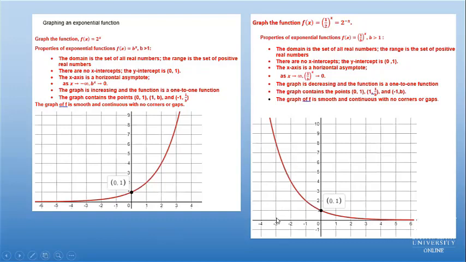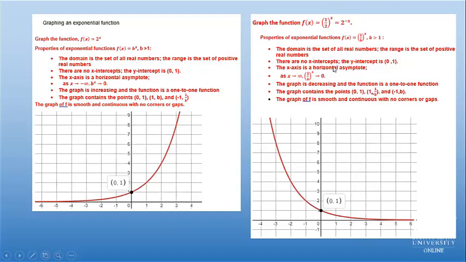Let's look at some points on this graph. If x is -3, (1/2)^-3 is the same thing as 2 cubed, or 8. (1/2)^-2 is the same thing as 2 squared, or 4. (1/2)^-1 is the same thing as 2 to the first power, or 2. (1/2)^0 is again defined to be 1. (1/2)^1 is 1/2. (1/2) squared is 1/4. (1/2) cubed is 1/8, and so forth.